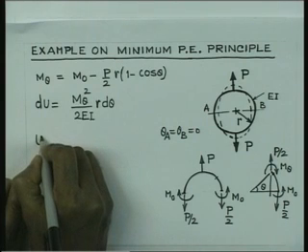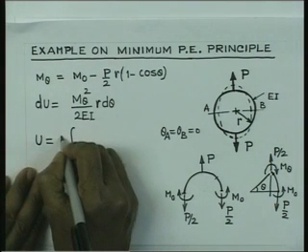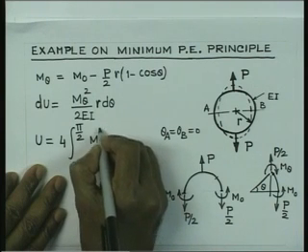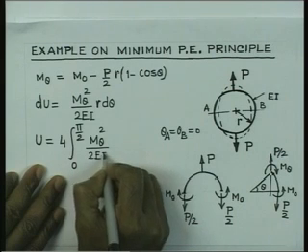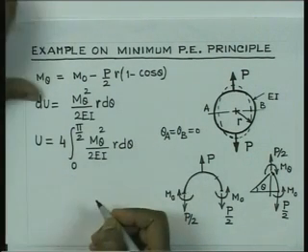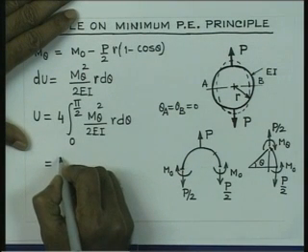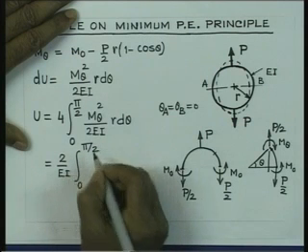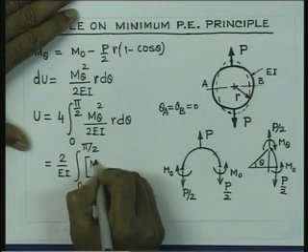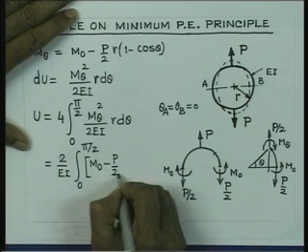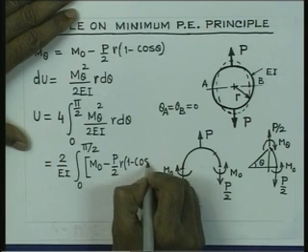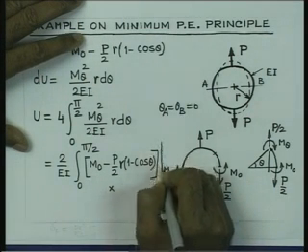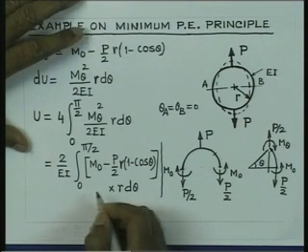So, we can write the total strain energy as 4 times the integral from 0 to pi by 2 of m theta square by 2 EI R d theta. So, this is equal to 2 by EI times the integral from 0 to pi by 2 of m0 minus P by 2 R into 1 minus cos theta, all squared, into R d theta. So, that is the integration.